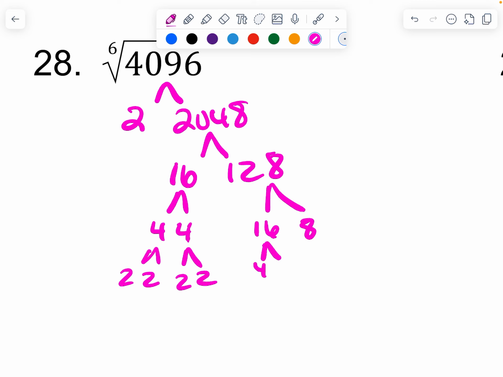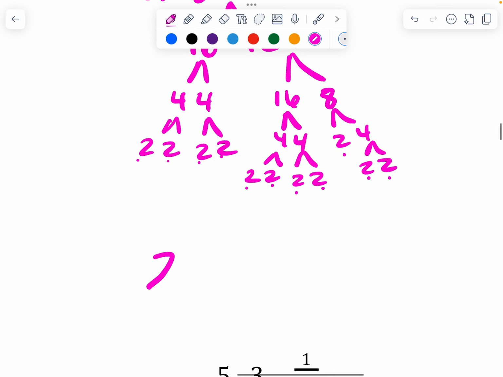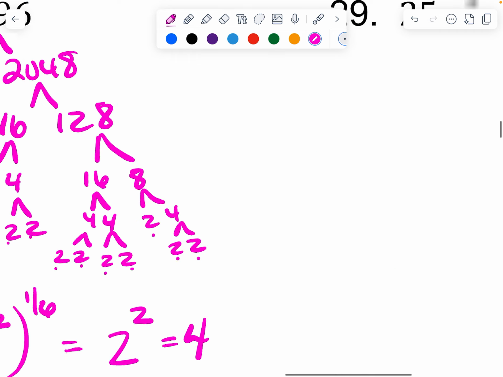So this is 4 and 4. 2, 2, 2, 2, 2, 4, 2, 2. So I have 1, 2, 3, 4, 5, 6, 7, 8, 9, 10, 11, 12. I have 2 to the 12th raised to the 1/6. So if I multiply those exponents, I get 2 to the second power, which is 4. Okay, next.